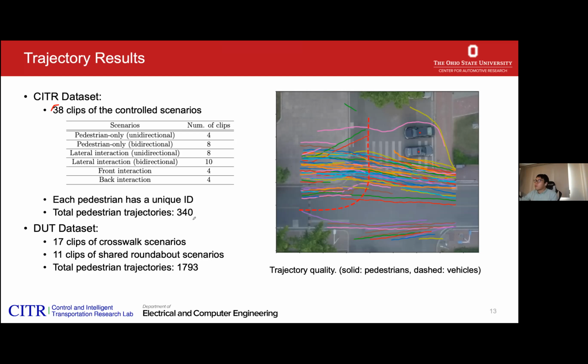340 pedestrian trajectories. And for the second dataset, the DUT dataset, in total, we have 70 clips of crosswalk scenario and 11 clips of the shared roundabout scenarios. And in total, we have about 1,800 pedestrian trajectories. And here is a figure showing the quality of the extracted trajectories, and the dashed lines are the trajectories of vehicle, and other trajectories are for pedestrians.